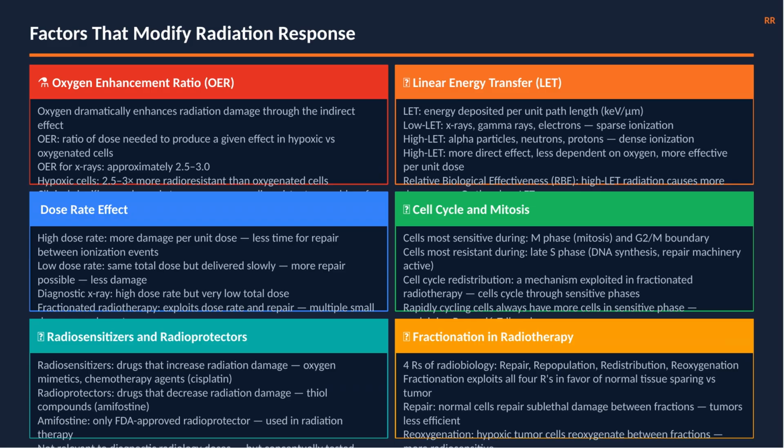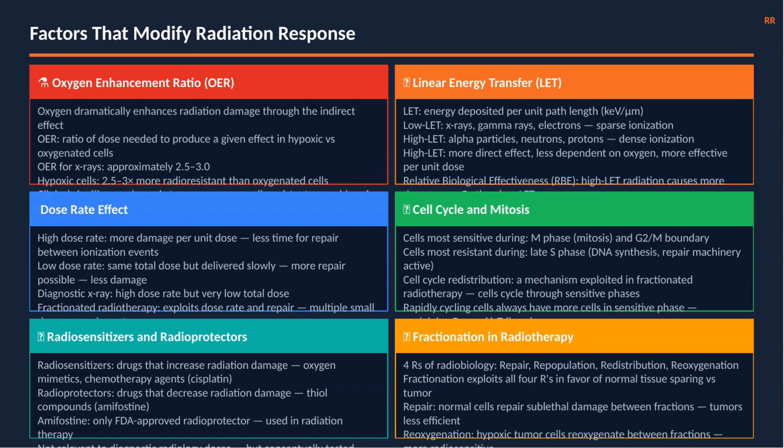Radiosensitizers and radioprotectors. Radiosensitizers increase damage. Oxygen mimetics, some chemotherapy agents including cisplatin. Radioprotectors decrease damage, thiol compounds. Amifostine is the only FDA-approved radioprotector used in radiation therapy. Not relevant to diagnostic imaging doses.